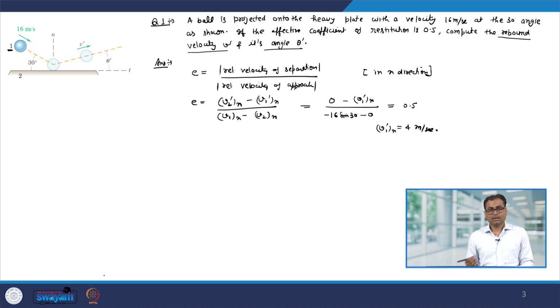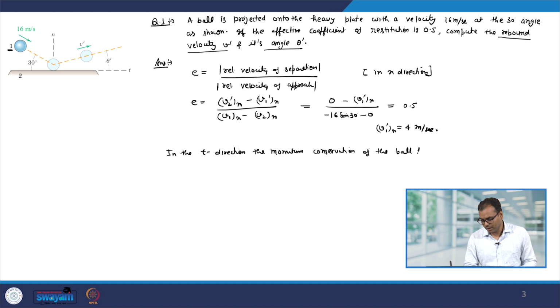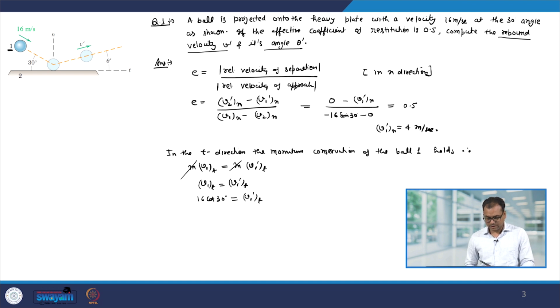Now, in the t direction, the conservation of momentum of particle A holds. So, in the t direction, the momentum conservation of, let us say, ball 1 holds. Therefore, we have m v1 t equal to m v1 prime t, and m will get cancelled. So, we have v1 t equal to v1 prime t. Now, v1 t we can know from the diagram. V1 t is 16 cos 30 degree equal to V1 prime t, and 16 cos 30 degree is 13.86 meter per second.